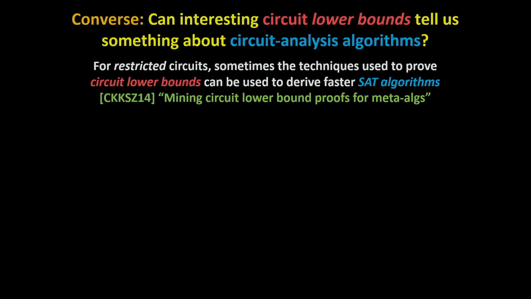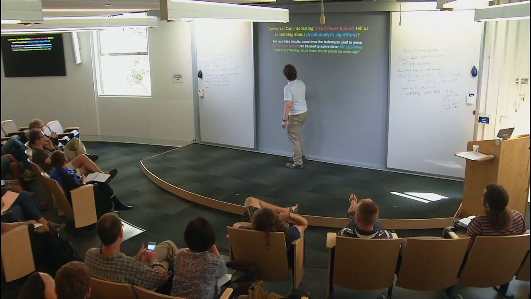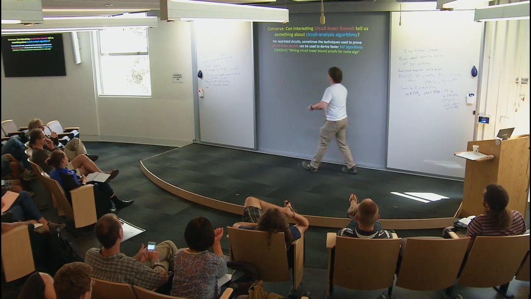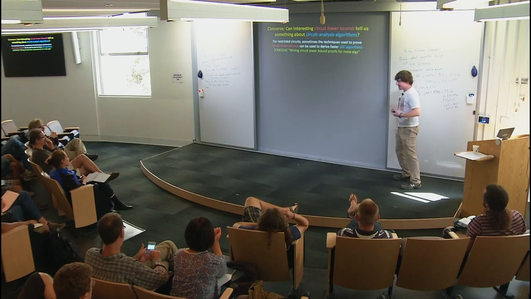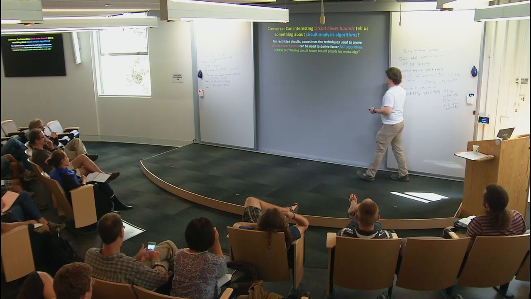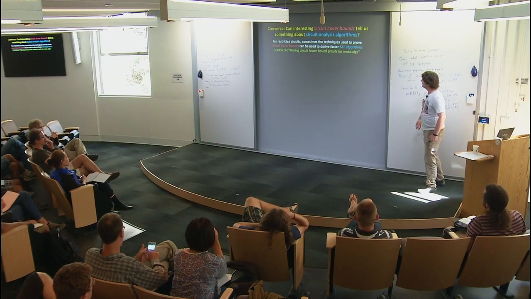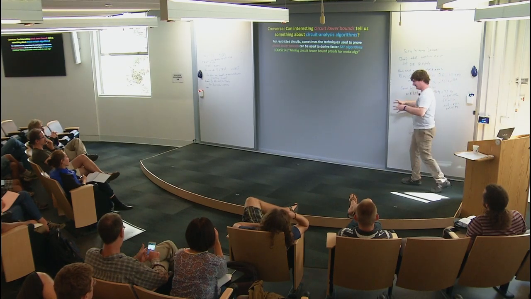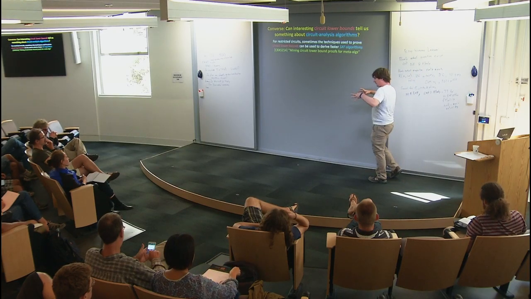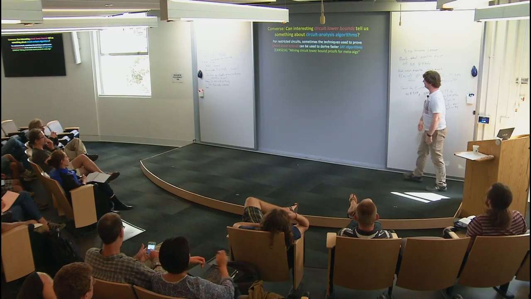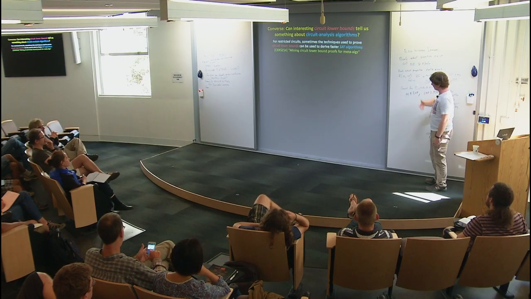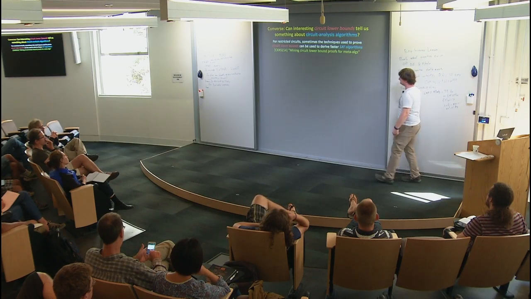And is there anyone else from here in the audience? I don't think so. Yeah, but Chen being the main author. So, Mining Circuit Lower Bound Proofs for Meta-Algorithms. So go check out their paper. There's lots of results of this kind. You can kind of systematically take circuit lower bound proofs, strengthen them a little bit, and then get things like SAT algorithms, or as they like to call them, compression algorithms, out of it.